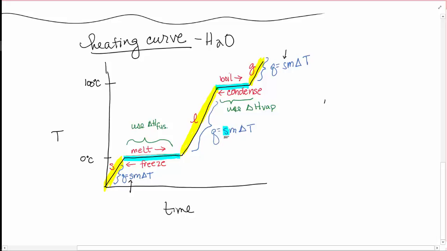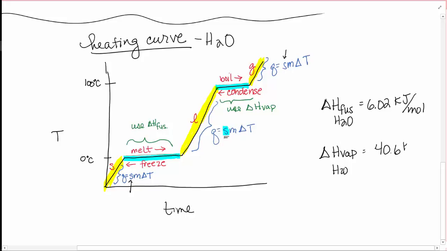So here are the heats of fusion and vaporization. The heat of fusion for water, just so you know, is 6.02 kilojoules per mole. The heat of vaporization for water is 40.6 kilojoules per mole.